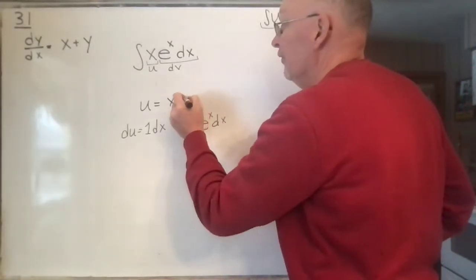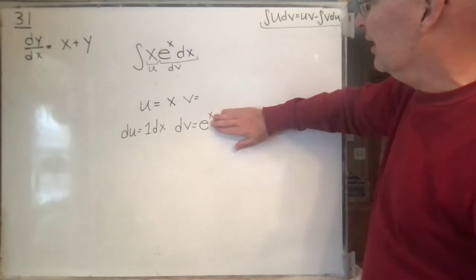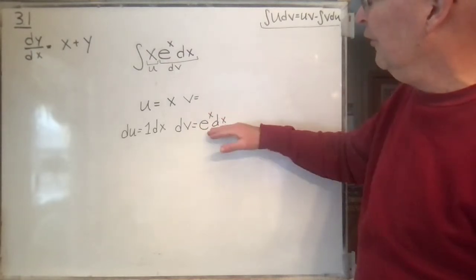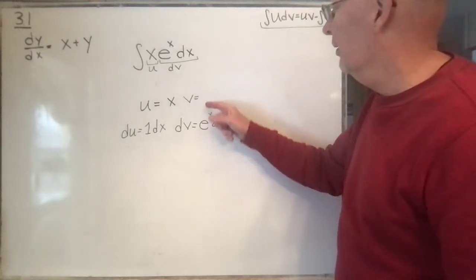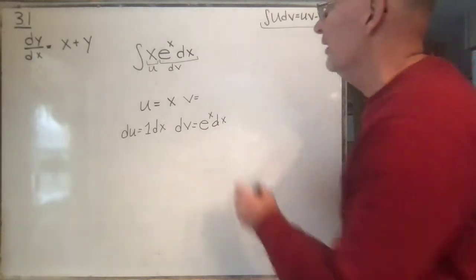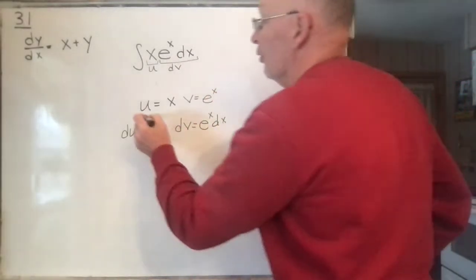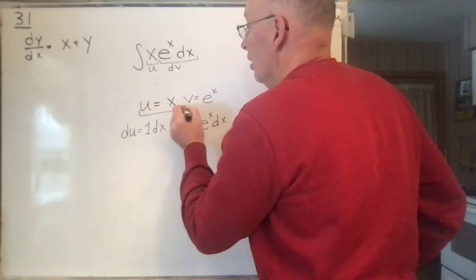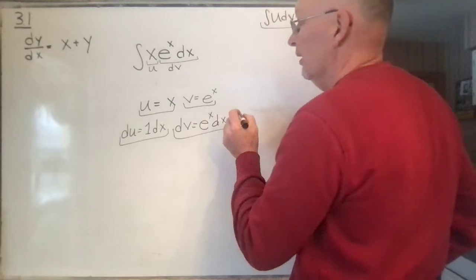What's the function v whose derivative is e to the x? So whose differential is e to the x dx? Well, you should know that. The derivative of e to the x is e to the x, and so the antiderivative of e to the x is e to the x. So there you have it right there. So here's your u, there's your v, here's your du, and here's your dv.